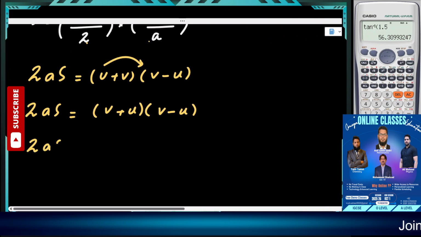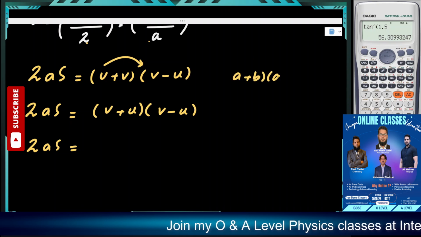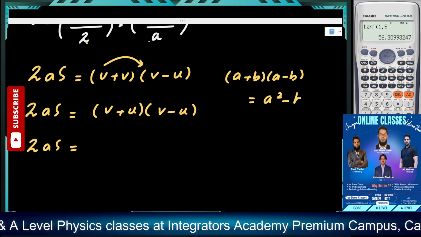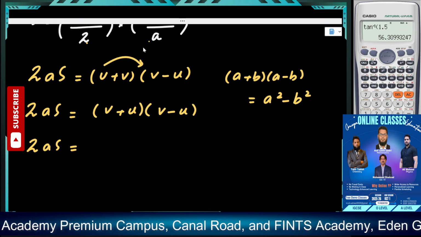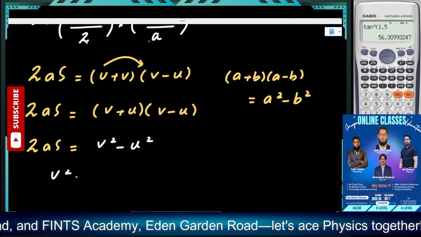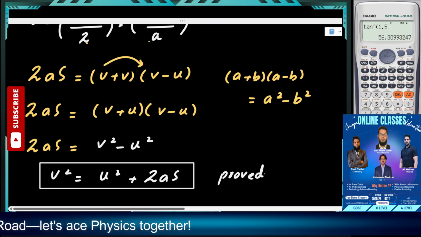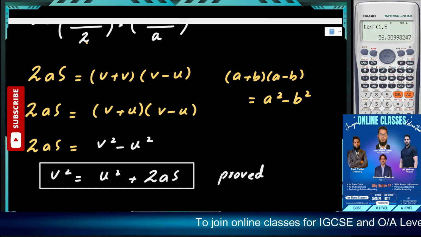Now if you could recall the expression, which was a plus b times a minus b, that equals a square minus b square. So what do we get here? v square minus u square. And if I rearrange, make v square the subject, okay, then we have the next thing.